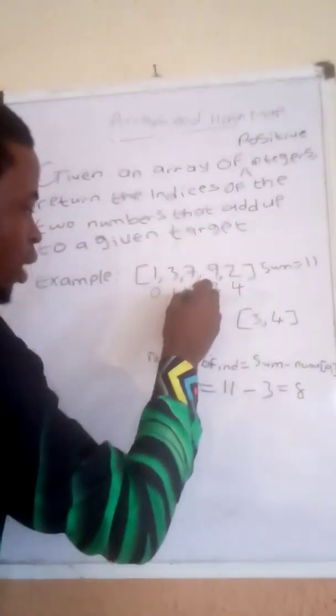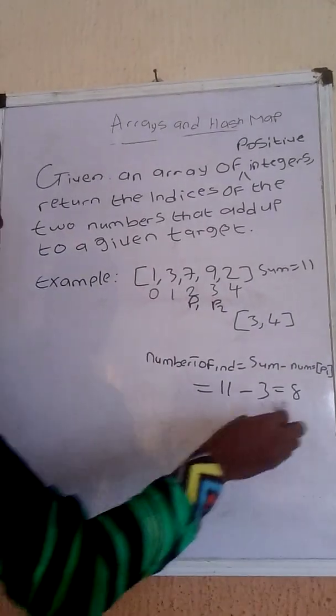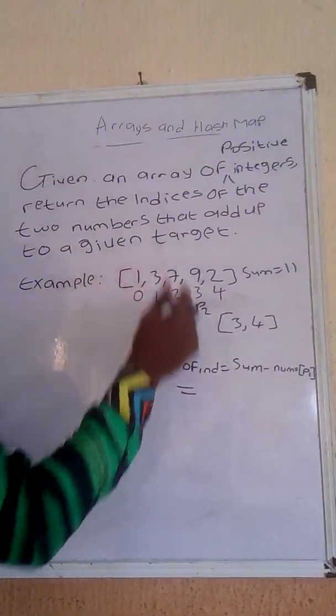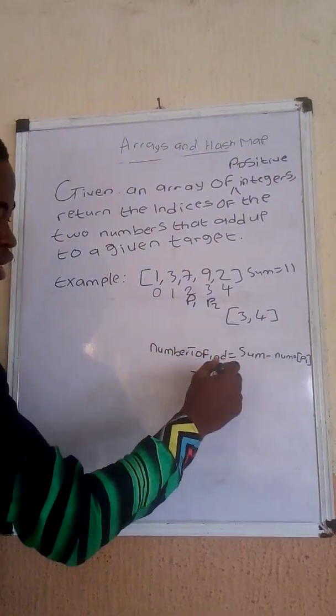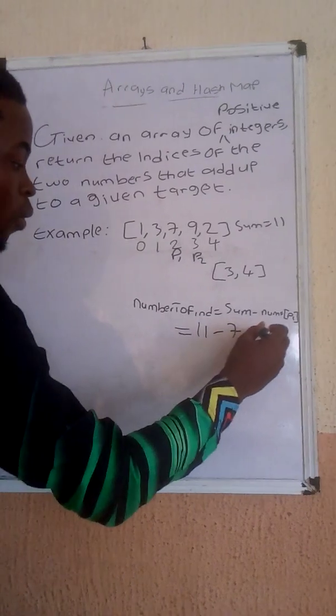P1 will move forward by 1. P2 also moves forward by 1. Then we calculate our new number to find. P1 is now at 7, so with our sum of 11, it's 11 minus 7, which in this case is 4.